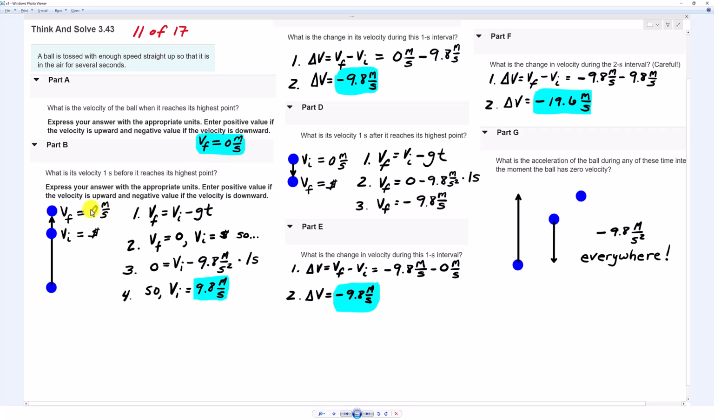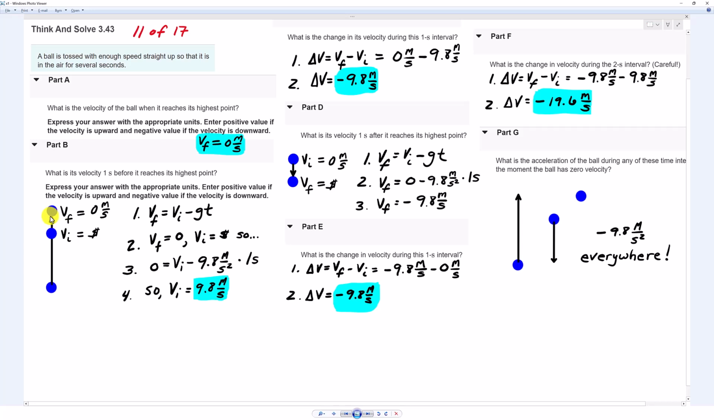Part B says, what is its velocity 1 second before it reaches its highest point? So here, again, here's the ball when it's first thrown up. You give it some initial velocity. And we want to know 1 second before it reaches the very top, before it hits that 0 velocity point, 1 second before that, down here, what is the ball's velocity? So equation 1, step 1. This is the green sheet equation that relates velocity, gravity, and time. So I'm just starting with this green sheet equation.